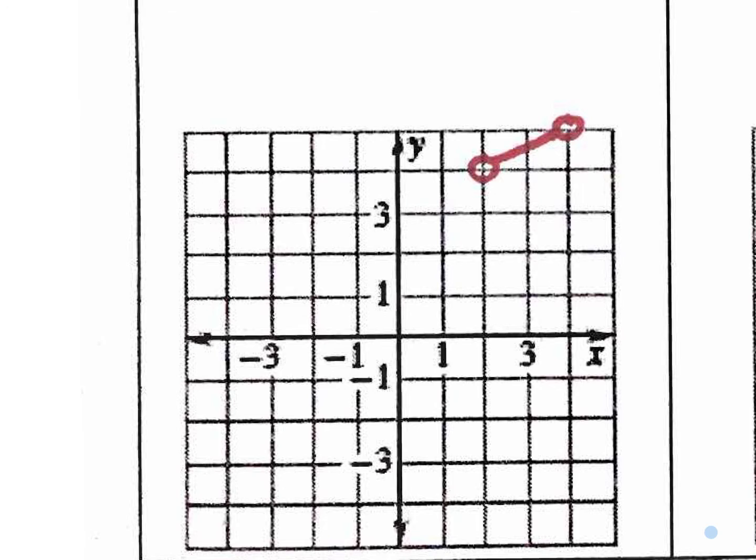Give me some useful information, anybody? The slope is 1 over 2. We got that by just going up 1 over 2 from left to right, up 1 over 2. So slope is 1 over 2.